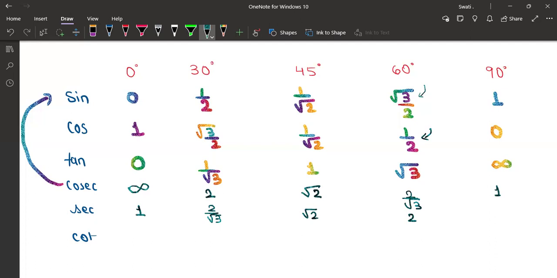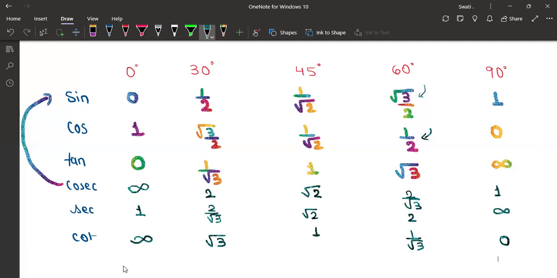Not defined. Perfect. Now the last one, cot. Cot is the reciprocal of which trigonometric identity? Tan. So what is cot 0? Not defined. Very good. What is cot 30? Root 3. What is cot 45? 1. Very good. Cot 60? 1 upon root 3. Yes. And what is cot 90? 0. Very good. Well done.